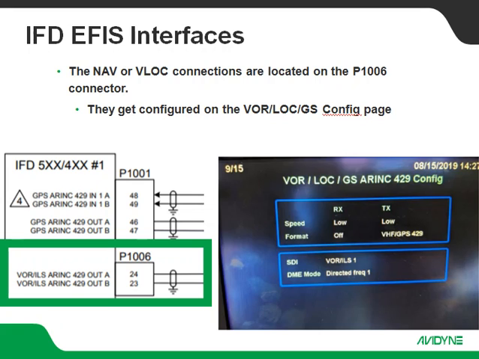If you look in the top left corner of the picture there, it says 9 of 15. Don't use that as a hard and fast rule because these page numbers can change with different software levels. Not only that, but the number of pages available can change based on how many options are installed, for instance Wi-Fi, Bluetooth, and so on. So the main thing here is you're looking for the VOR localizer glide slope ARINC 429 config page.